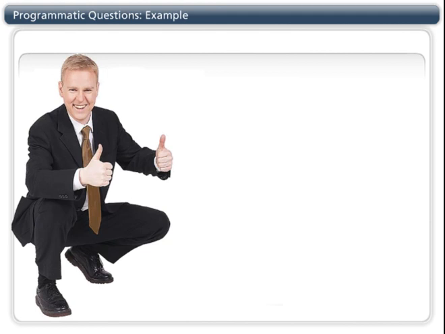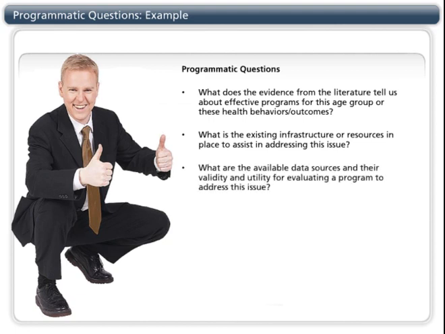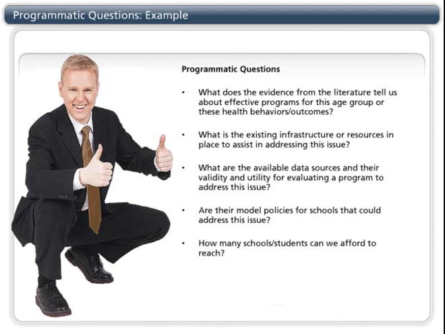There are several programmatic questions that you would answer in your issue statement to help guide program development. Here are a few examples. What does the evidence from the literature tell us about effective programs for this age group or these health behavior outcomes? What is the existing infrastructure or resources in place to assist in addressing this issue? What are the available data sources and their validity and utility for evaluating a program to address this issue? Are there model policies for schools that could address this issue? How many schools and students can we afford to reach?